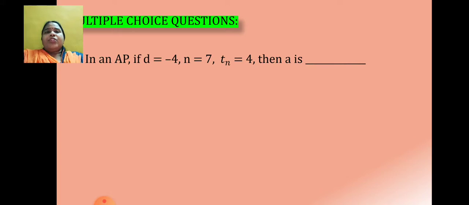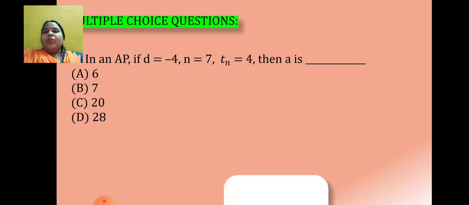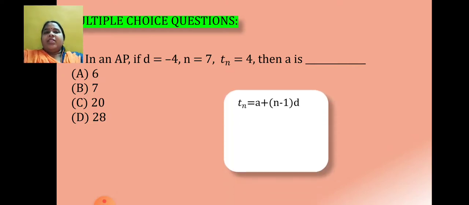Okay, the first one: in an AP, if D is equal to minus 4, N is equal to 7, Tn is equal to 4, then A is dash. The options are 6, 7, 20, 28. Now let us understand the question. Tn is equal to 4, the nth term is given, N is also given as 7, the difference is given as minus 4. What am I supposed to find out? A. Correct? So which formula to use? The formula to use is Tn is equal to A plus (N minus 1) into D.